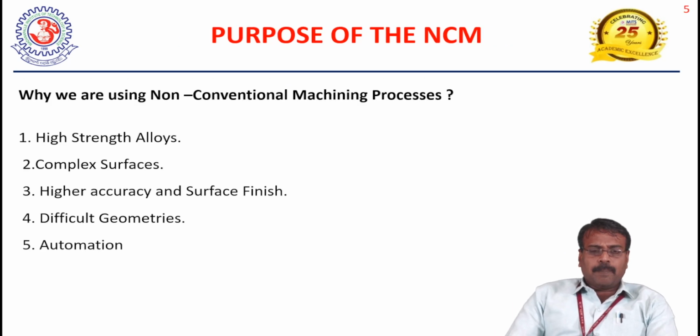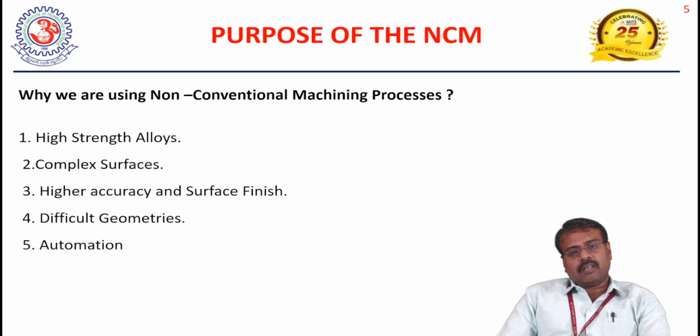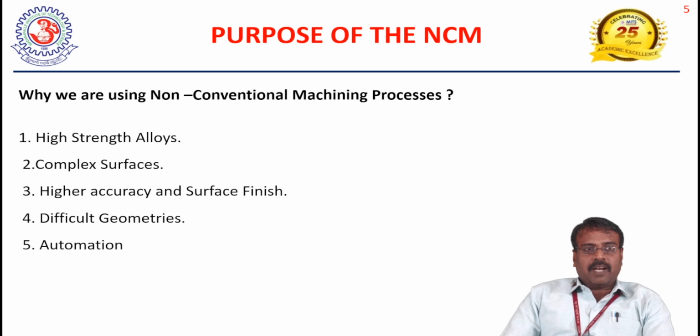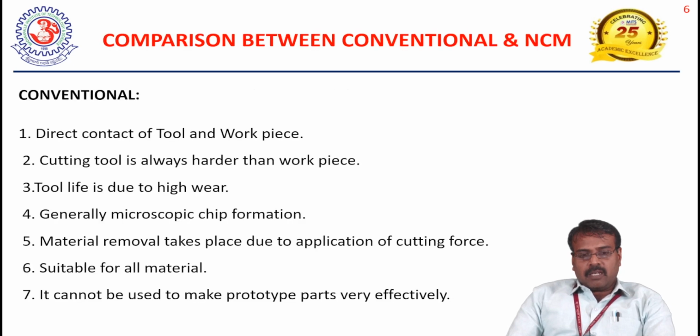Then let us see the purposes. What are the purposes of the non-conventional machining process? In other words, why are we using the non-conventional machining process? We have discussed some just now. Additionally, we have many points. The major points are high strength alloys, complex surfaces, higher accuracy and surface finish, difficult geometry, and it can be included for automation. So these are the major purposes of the non-conventional machining process.